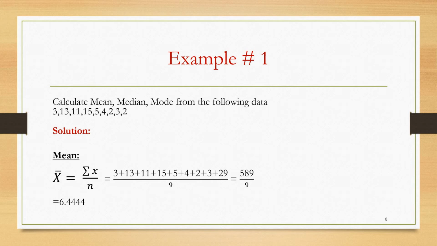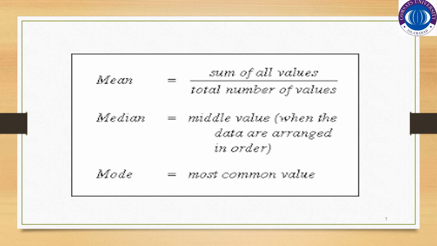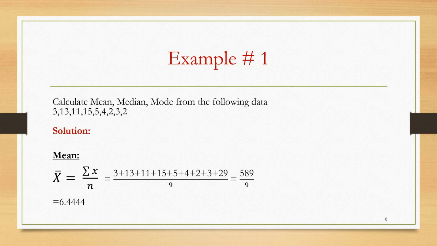Example 1, we will calculate mean, median and mode for the given data. As we have studied, mean is the sum of all values divided by total number of values. So the formula of the mean is sum of x, where summation represents sum and x represents the values of the data set, divided by n, which represents the total number of observations, as we have used in the previous lectures. So, sum of all the observations divided by n.